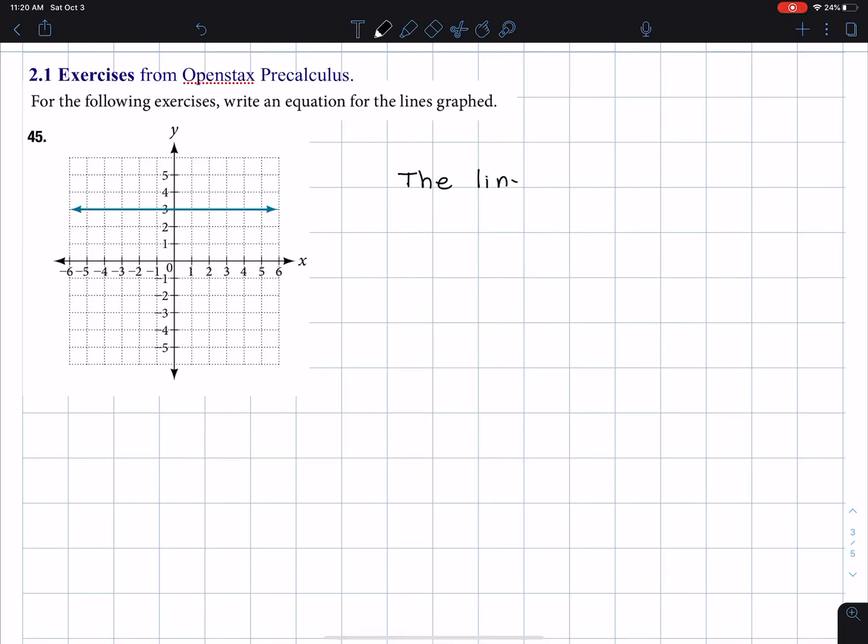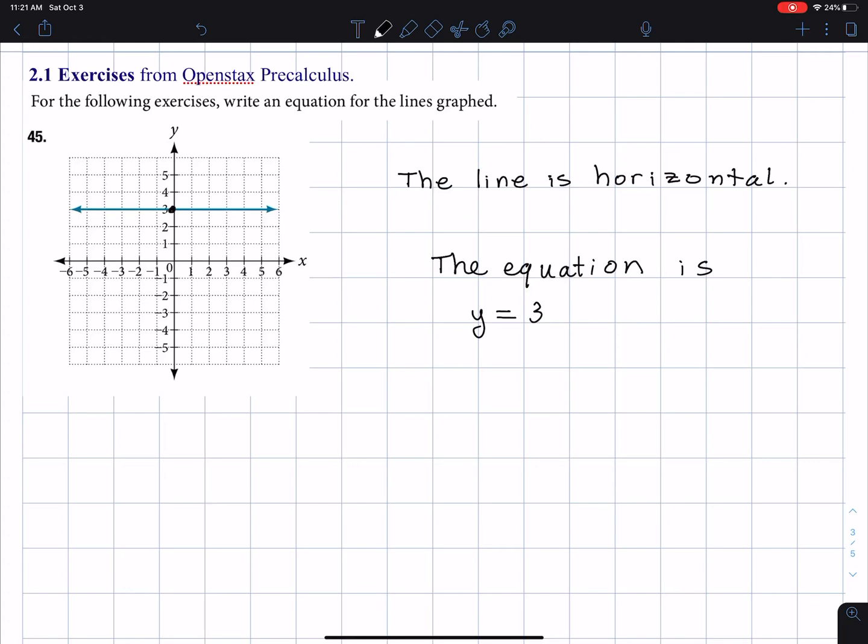The line is horizontal. Horizontal lines have their own special style of equations. The equation of a horizontal line is y equals a number. And what number should it be? The number is the y coordinate of where it passes, that it contains for every single point. So it's y equals 3.